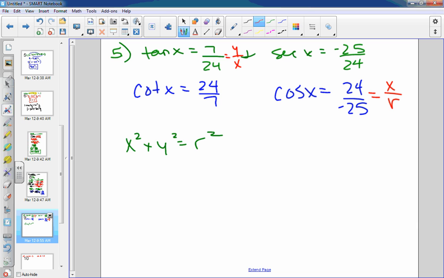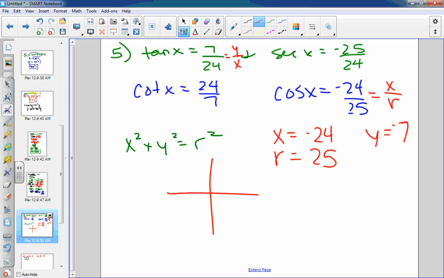So what does that mean? Where does this negative go? That negative has got to go to the top. So that means my x is negative 24, my r is 25, and my y is what? Negative 7. But my tangent's positive. So why does my y value have to be negative 7? You have to think quadrants again. Remember that? You got to think quadrants again. Plus, plus, minus, plus, minus, minus, plus, minus.